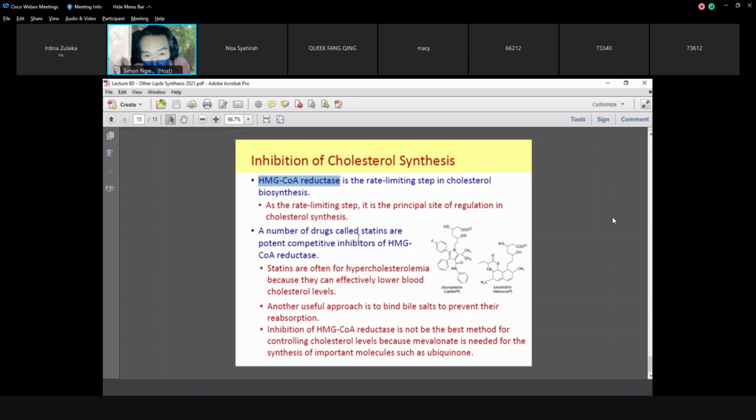A number of drugs called statins are potent competitive inhibitors of this enzyme, reductase. Statins are often used for hypercholesterolemia, meaning high blood cholesterol, because they can effectively lower blood cholesterol levels. This drug, this medication. Another useful approach is to bind bile salts to prevent their reabsorption.